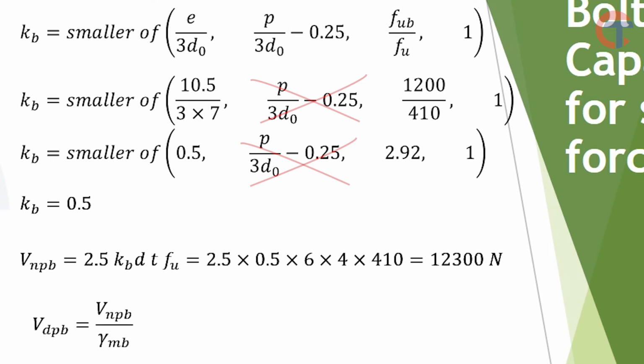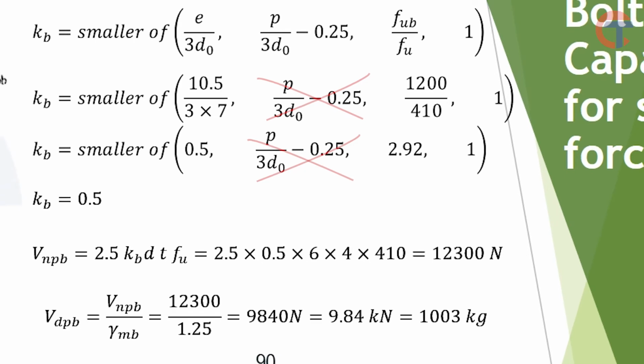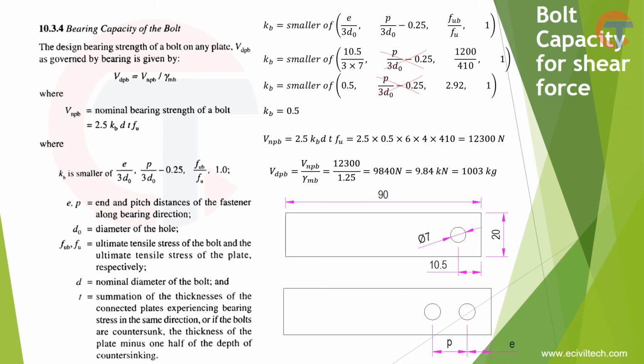Now design bearing strength VDPB is equal to VNPB divided by gamma MB, where gamma MB is the factor of safety of material. So 12,300 divided by 1.25, we get 9,840 Newton, which comes to be 1,003 kg. So this 1,003 kg is the bearing capacity of the bolt, or you can call it the bearing capacity of the connection.